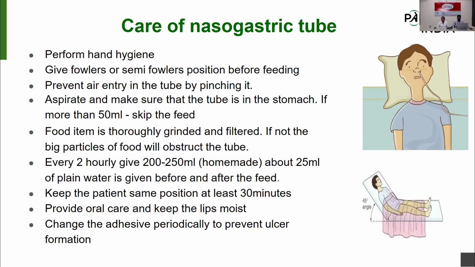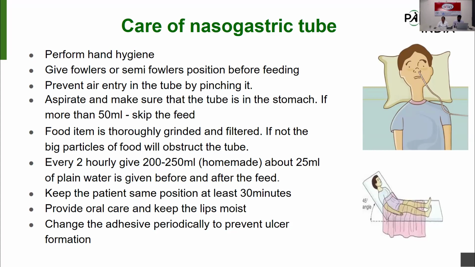So whatever content we are aspirating from the stomach, if it is more than 50 ml, we have to skip the feed. Then the food item is thoroughly ground and filtered. That is very important. When you are feeding the patient through the small tube, if you are not grinding the food particles very well, that will lead to obstruction of the tube, right? So we have to thoroughly grind and filter the food, and if not, the big particles of the food will obstruct the tube.